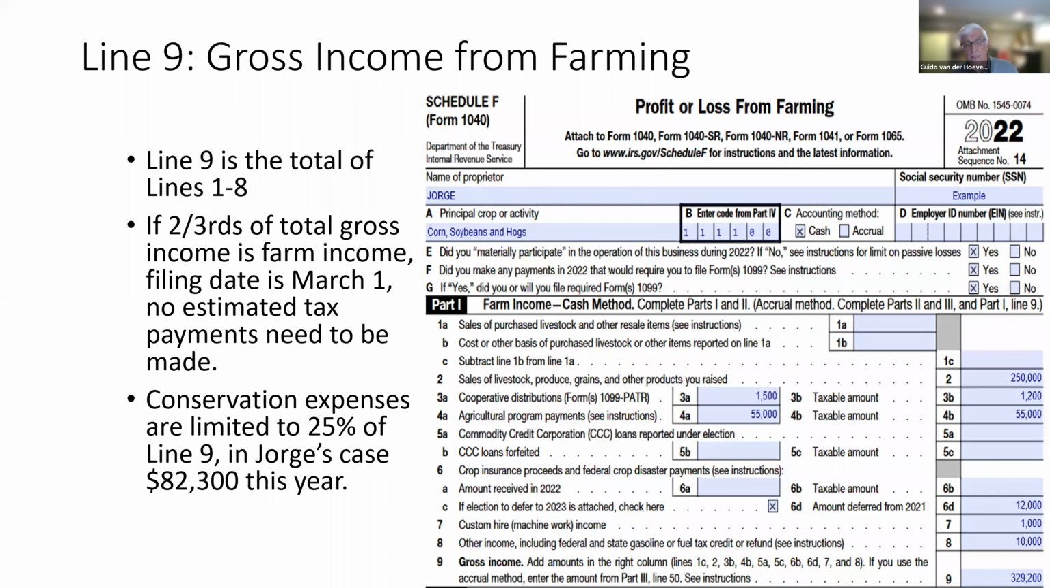The other thing that we need to look at is that if he has any conservation expenses, those are going to be limited to 25% of what's on line 9. So 25% in Jorge's case is going to be $82,300, as you can see here. So that would be the maximum that he could deduct in this particular year for those if he had.